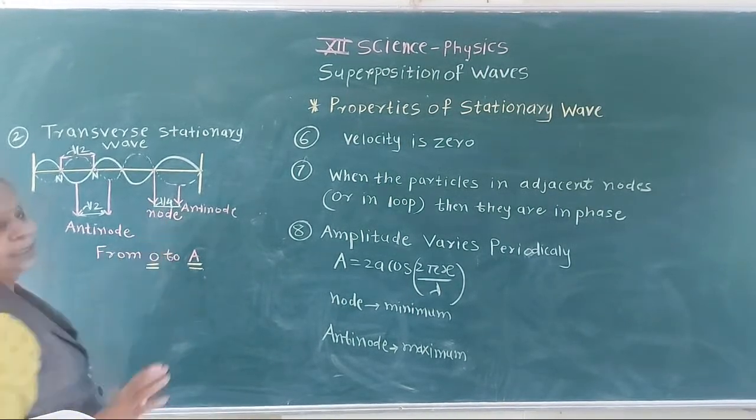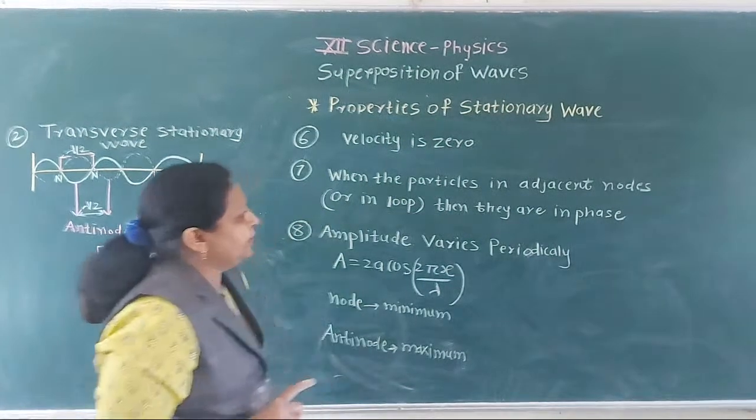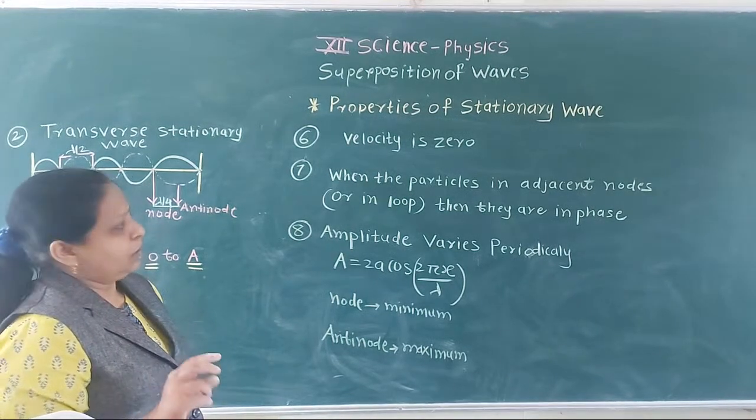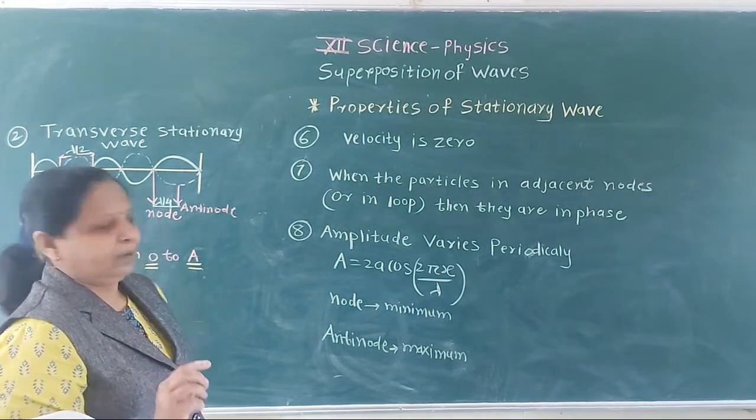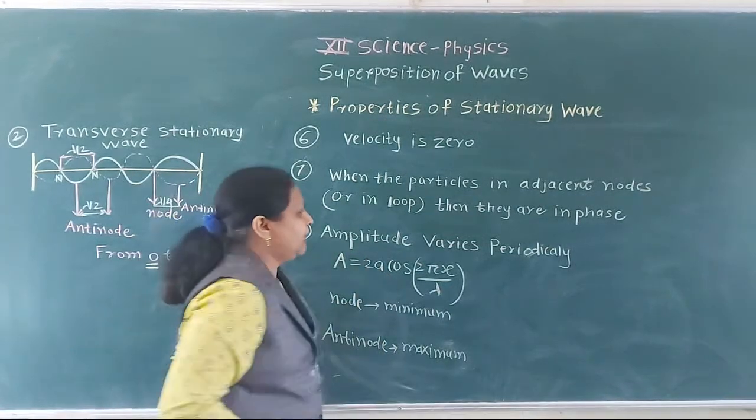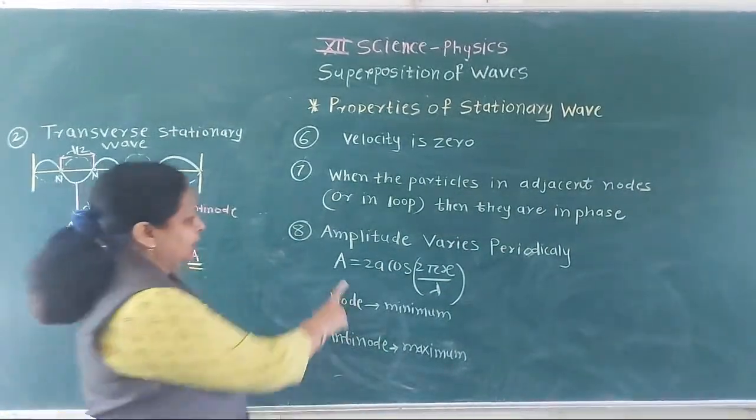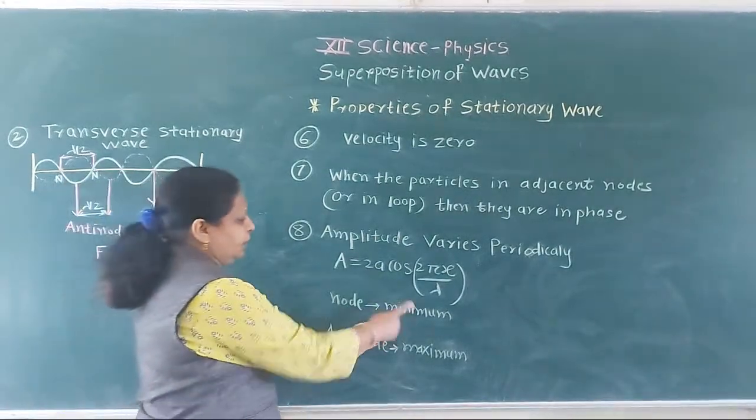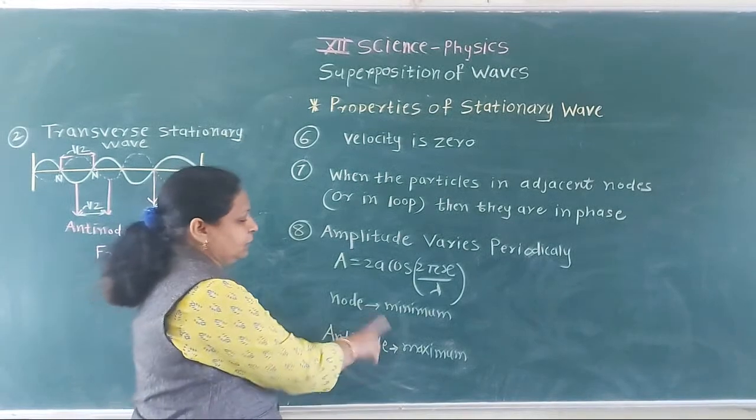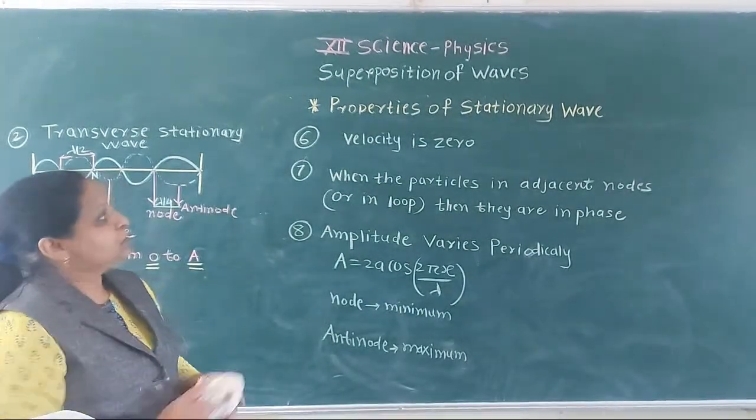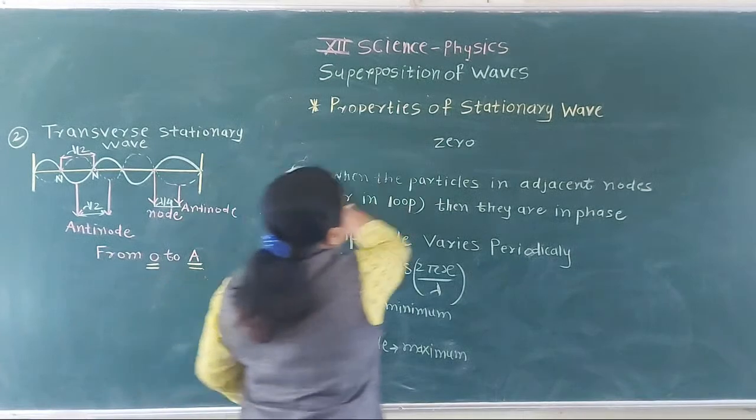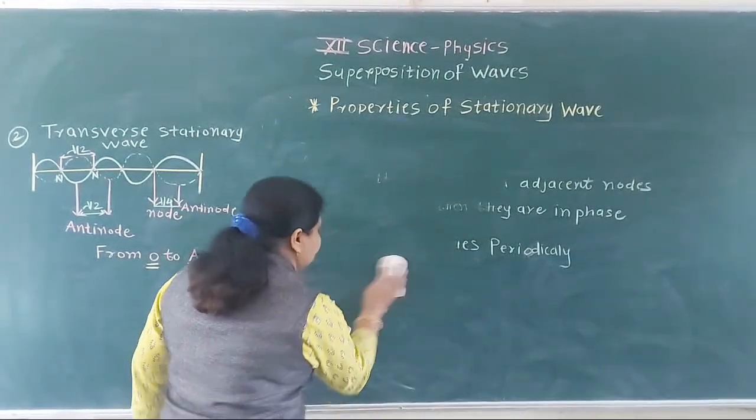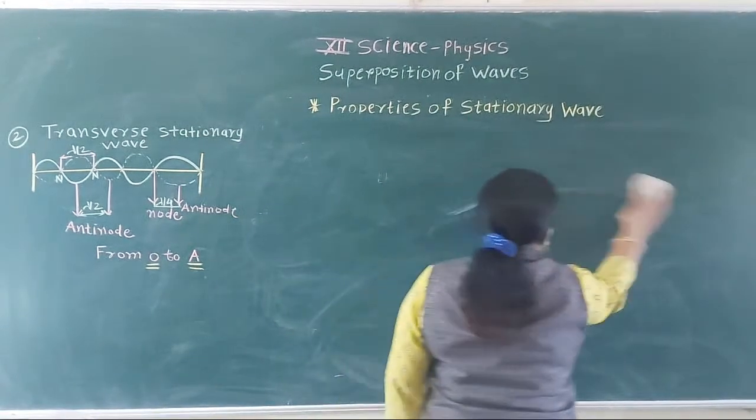So the wave is localized. Now, the next number: when the particles are in adjacent nodes or in a loop, then they are in phase. Eighth number: amplitude varies periodically. A is equal to 2A cos of 2 pi x upon lambda. At node point, amplitude is minimum. At antinode point, amplitude is maximum. So these are the properties of stationary wave. Now the next point is the comparison between progressive wave and stationary wave.